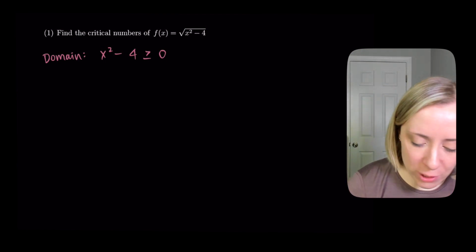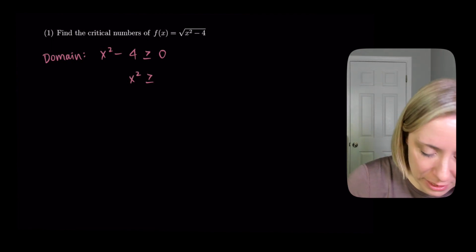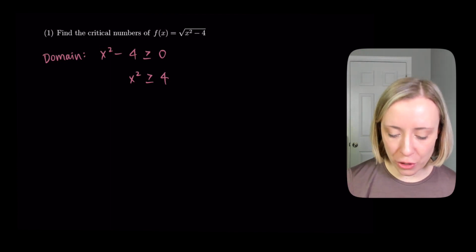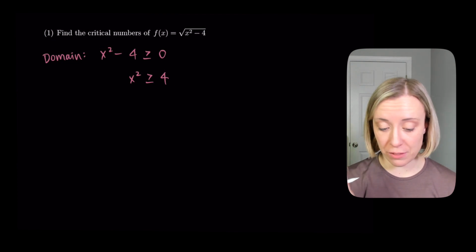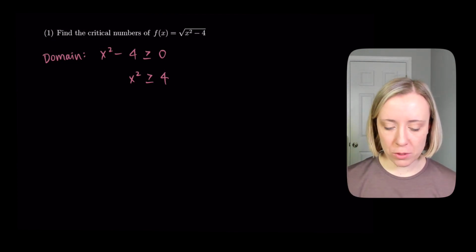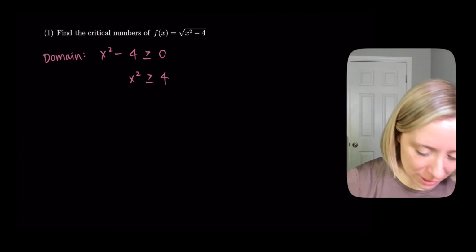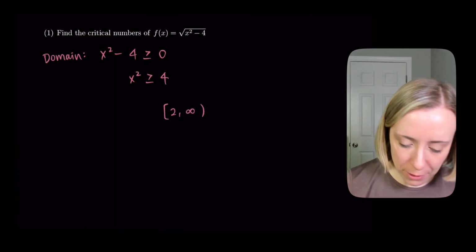Okay, so if x squared minus 4 is greater than or equal to 0, then x squared needs to be greater than or equal to 4, just moving that 4 over. If we look at this, we should notice that we could use a positive 2, right? 2 squared is 4, and any number larger than that would work. So 2 squared, 3 squared, 4 squared, anything larger than 2. So I know that from 2 to infinity is going to work here.